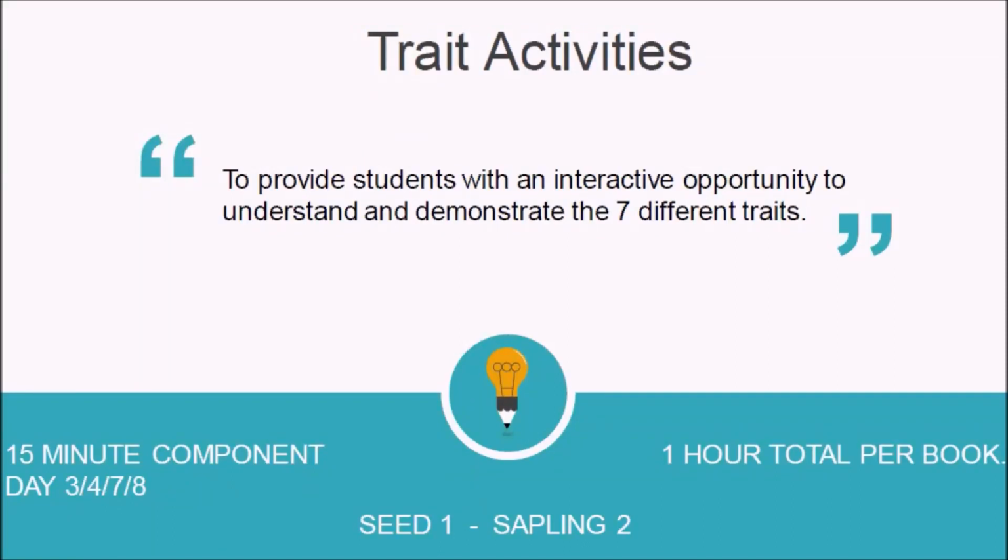Now let's take a look at the trait activity component. So this is the 15 minutes at the end of class on lessons 3, 4, 7 and 8 for seed to sapling. The purpose of this is to reinforce the 7 traits and demonstrate them in various ways. They're also interactive. They include games and activities.